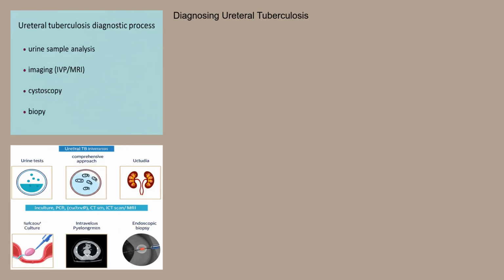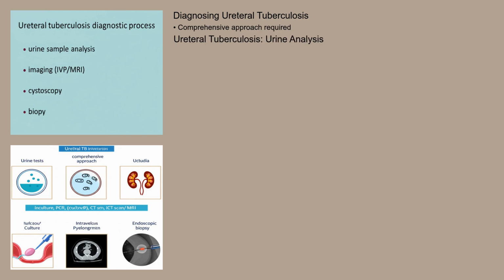Diagnosing ureteral tuberculosis requires a comprehensive approach. A urine sample is usually taken to look for Mycobacterium tuberculosis. This can be done through a urine culture, which attempts to grow the bacteria in the lab, or through molecular tests like PCR, which detect the bacteria's DNA. Imaging studies are crucial. An intravenous pyelogram, or IVP, which involves injecting a contrast dye and taking X-rays, can reveal ureteral strictures, hydroureter, and hydronephrosis.